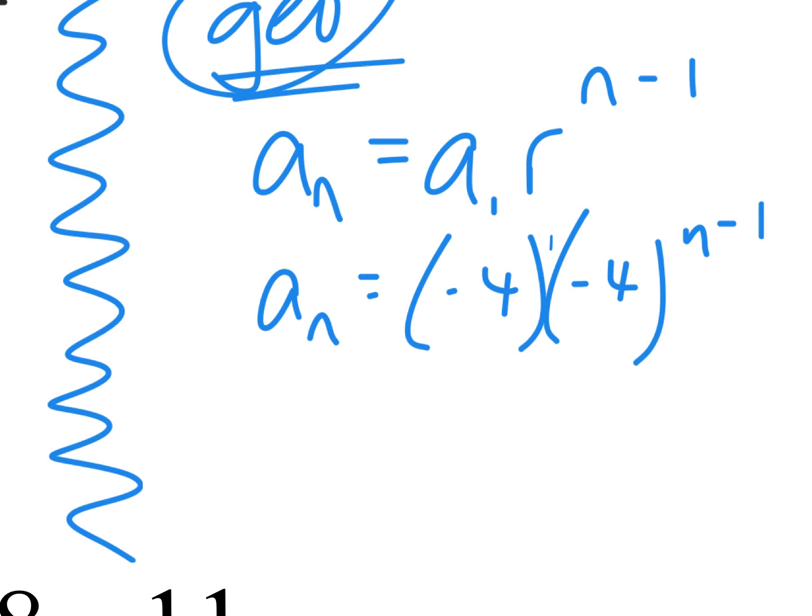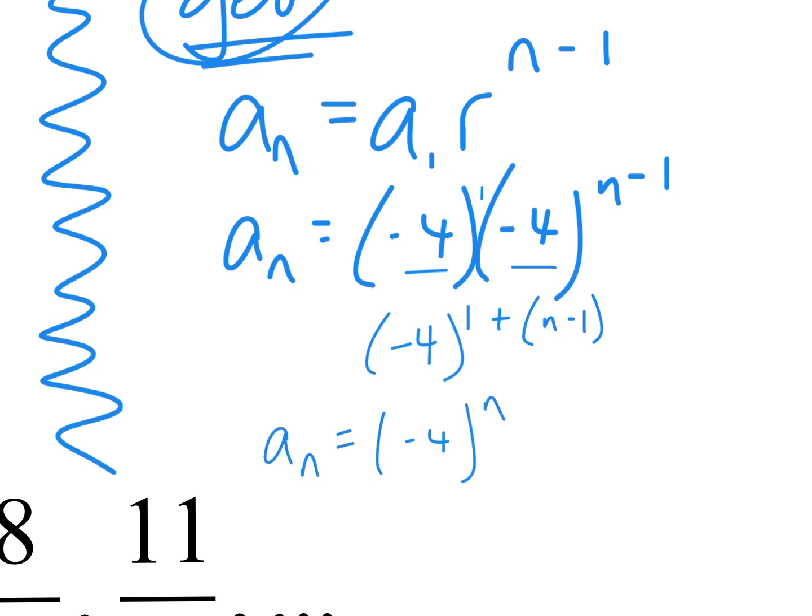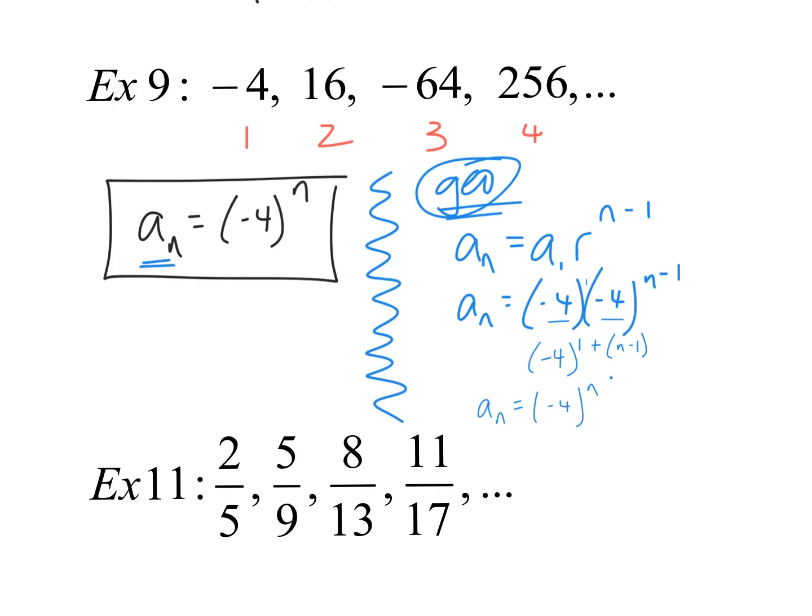And I'm going to do a little bit of algebra here. That means you can take the -4 because the base is the same for both of them. And can't you add these exponents, this one and this one? So that would be 1 plus n minus 1. Isn't that the same thing as -4 to the n? So just by doing a little bit of algebra, I cleaned it up, and look, I got the same exact answer.